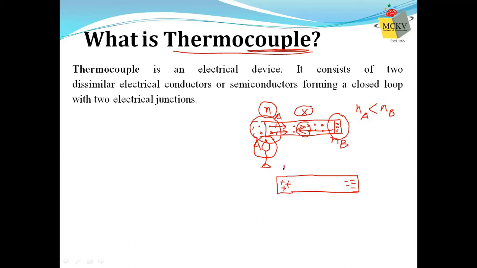What have you developed? You have developed a potential difference. I am not talking about a thermocouple, I am talking about a single conductor. You have developed a potential difference just by heating one end and keeping the other end cool. So just by applying a temperature difference delta T, you have created a potential difference between the two junctions.